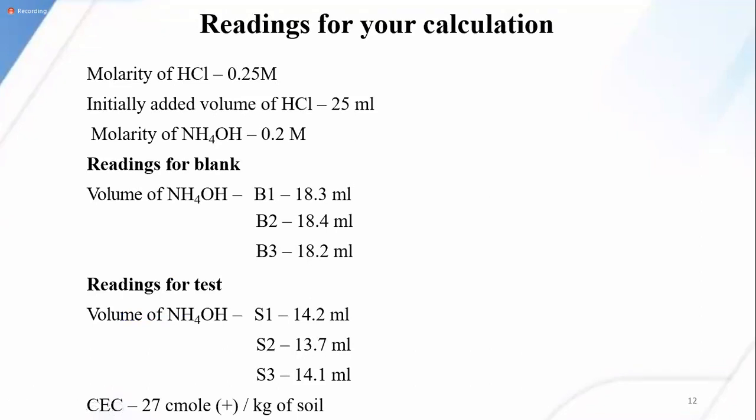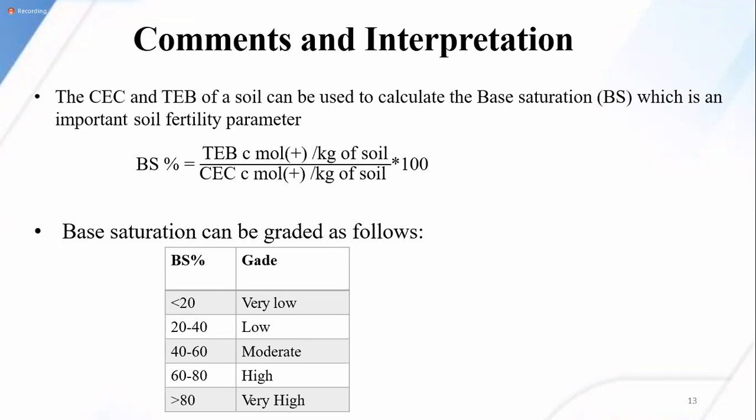So what is the base saturation for your given soil? It will come as 31.48, no? Then you have to interpret your results using this table. I think the base saturation will come between 20 to 40, right? So the grade is low.